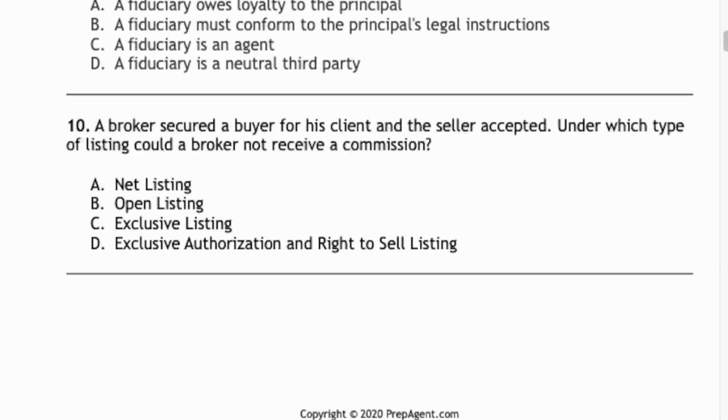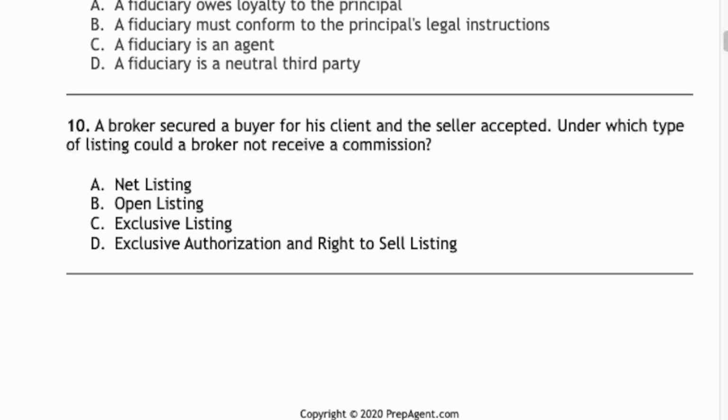I thought the answer would be B, because an open listing means anyone can take it. But then I reread the question, and it says a broker secured the buyer. So the broker gets the commission on open listings. However, the answer is A, net listings. Net listings are so interesting, actually. And apparently, from what I heard, they're illegal in a lot of states.